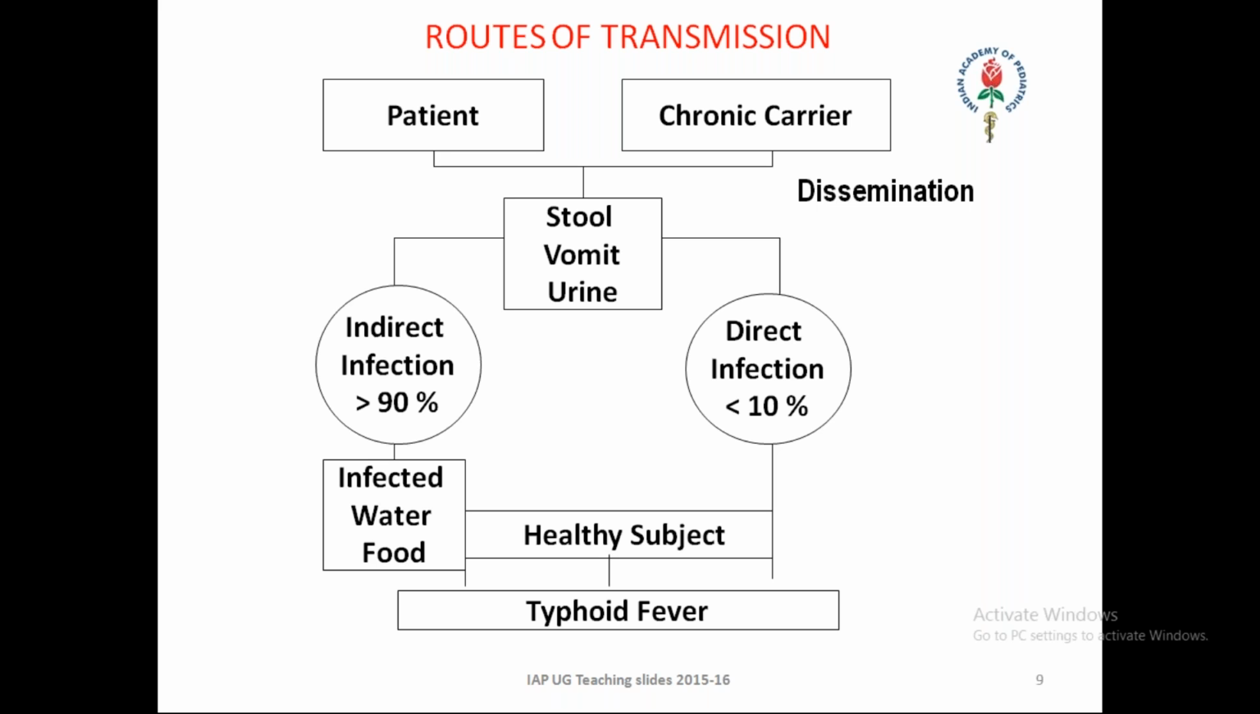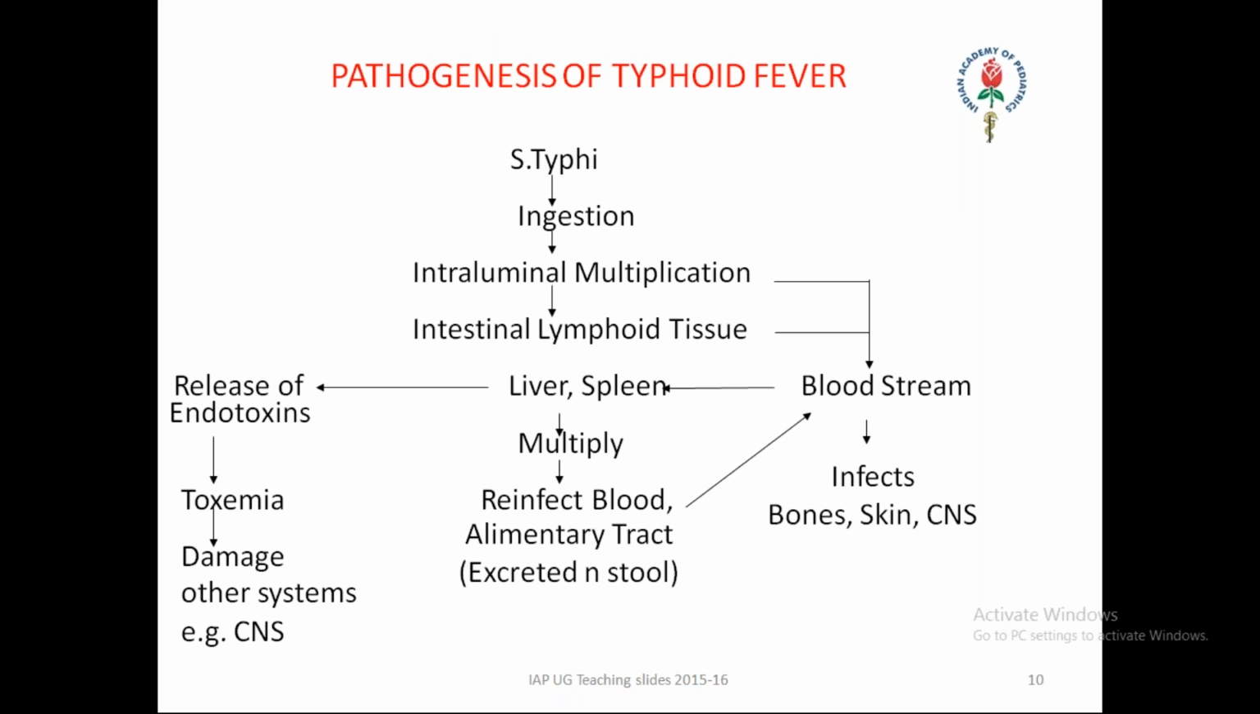90% of them, from the water, from the food, or from the infected any forms, might cause typhoid fever. Indirect infections are much more common than the direct ones.